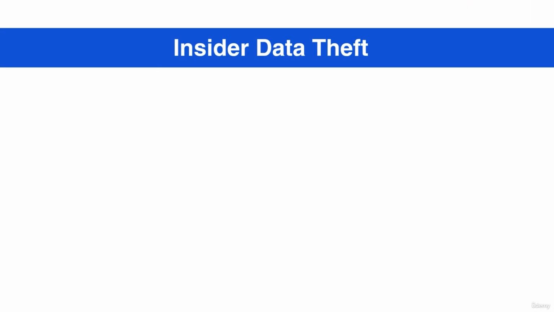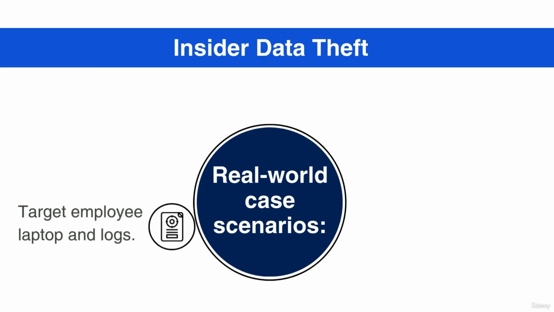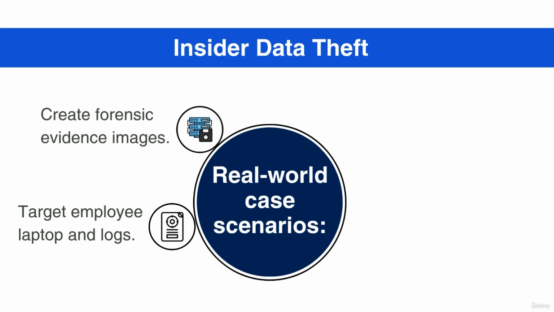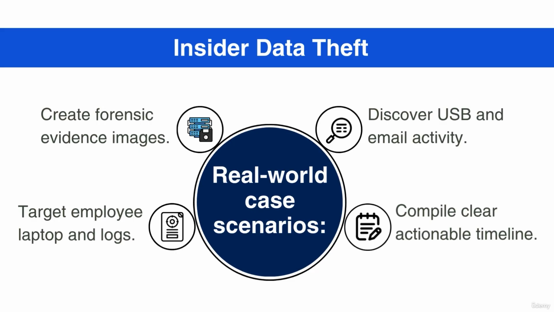Case study: an insider data theft. A financial institution suspected an employee leaked spreadsheets to a competitor. Identification: targeted the employee's laptop, email, and USB access logs. Acquisition: created a forensic image of the laptop and the email server. Analysis: discovered files were copied to a USB drive late at night and emailed to a personal account. Reporting: compiled a clear timeline showing the link between the suspect and the theft. By following this process precisely, the evidence was defensible, allowing the organization to take decisive legal action.